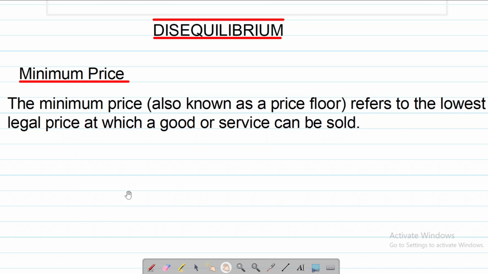Right, so first of all, look into the basic definition of minimum price. Minimum price, also known as a price floor, refers to the lowest legal price at which a good or service can be sold. This is the lowest price, meaning sellers can charge more than this minimum price, but they cannot charge less than this price, right?